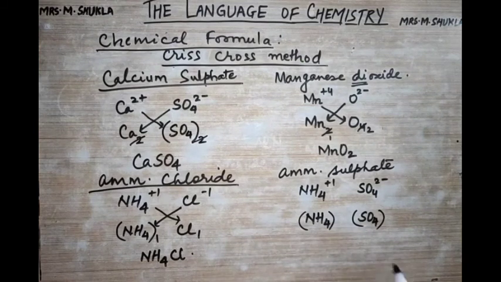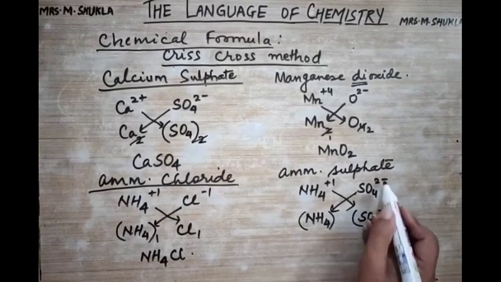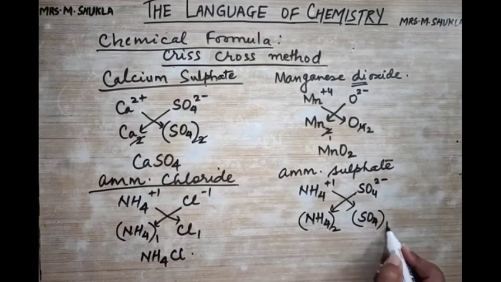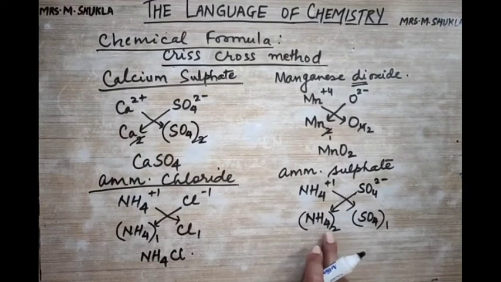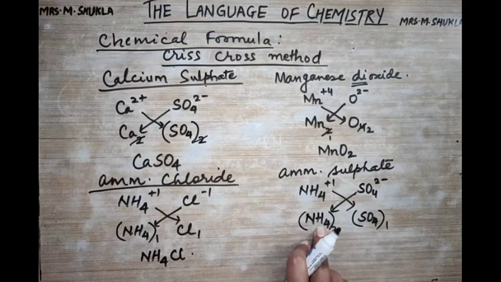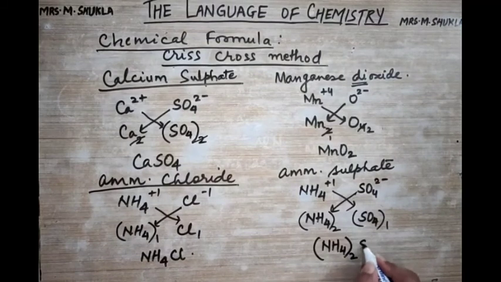Don't touch that. You must be thinking 4 is here, 4 is here, so I will cancel it out. No. Don't make that mistake. Now what? Crisscross the valencies. 2 comes here, 1 comes here. 1 has no meaning, but 2 has the meaning. But don't cancel this. As I said, nothing is to be cancelled which is inside the bracket. And hence, your formula becomes (NH4)2SO4.